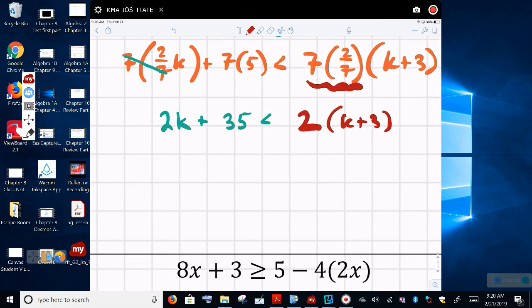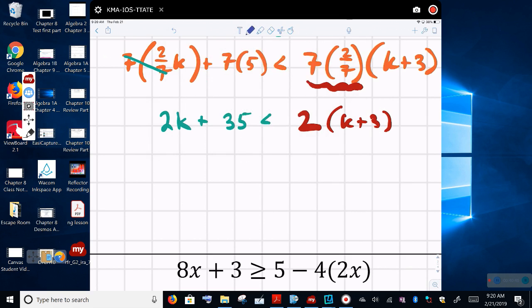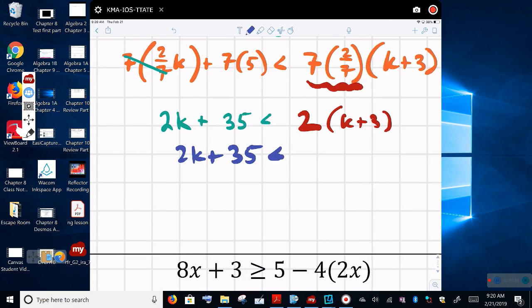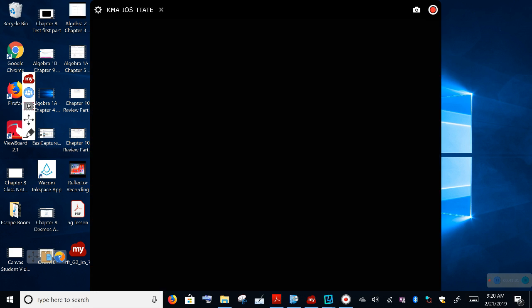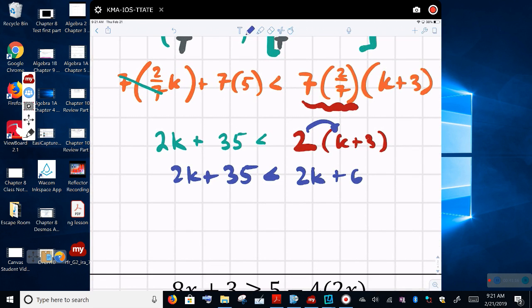Now I still need to distribute a little bit, right? On the right, so I still get 2k plus 35 is less than, just to save some room, I'm just going to multiply them together. 2 times k is 2k, and then 2 times 3 is 6. Okay? So you can always just go straight in and work with the fractions, but I know sometimes a lot of us would rather not work with fractions, so maybe it gives us an extra step or two, but it cleans it up in the middle at least.